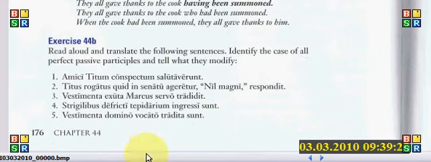Exercise 44B. Translate the following sentences. Identify the case of all perfect passive participles and tell what they modify.